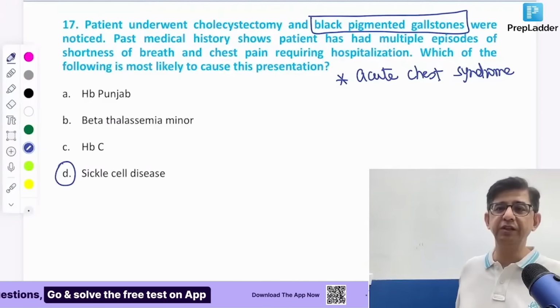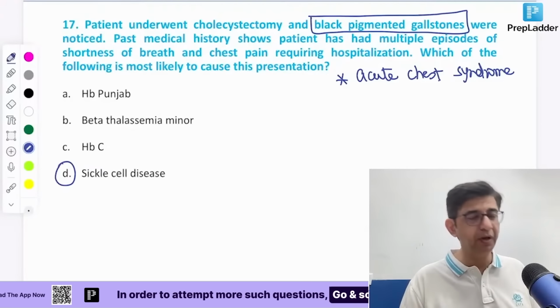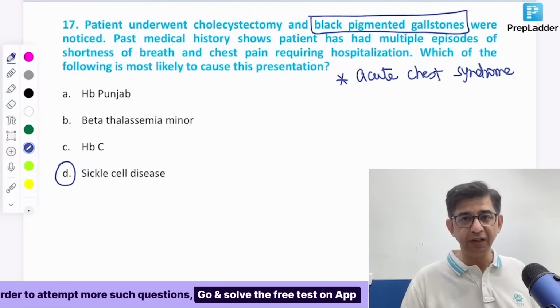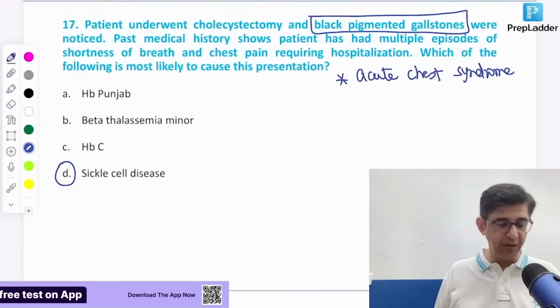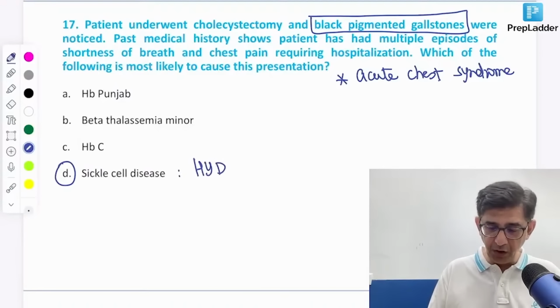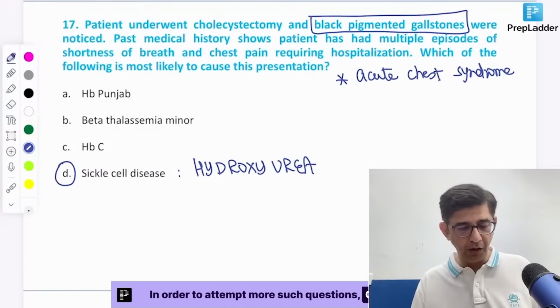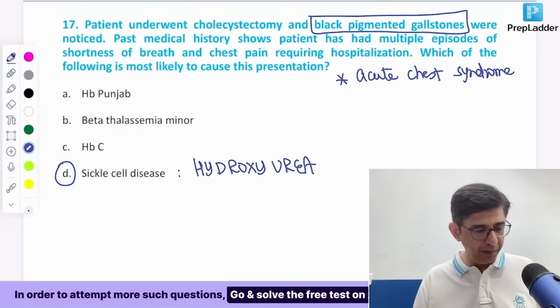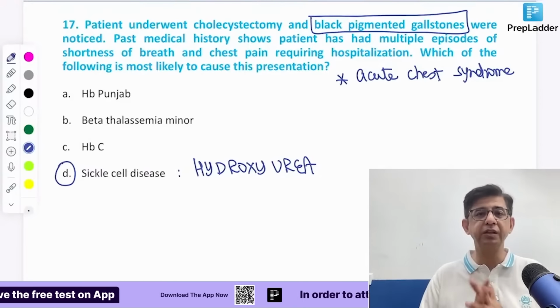The characteristic feature of sickle cell anemia is that there are sickling episodes developing. Because of the sickling, sticky RBCs cause a vaso-occlusive crisis, which is why the drug of choice has also been asked. I think you're all aware that the drug of choice for sickle cell anemia, as asked in last time's paper also, is hydroxyurea. The answer to this question would be option D, that is sickle cell.